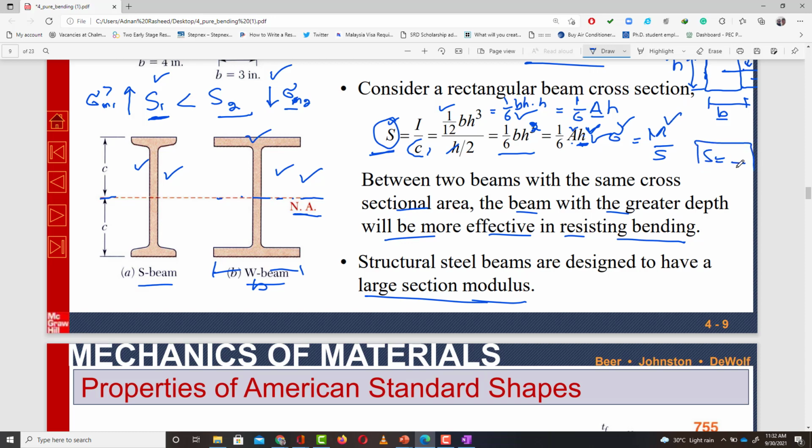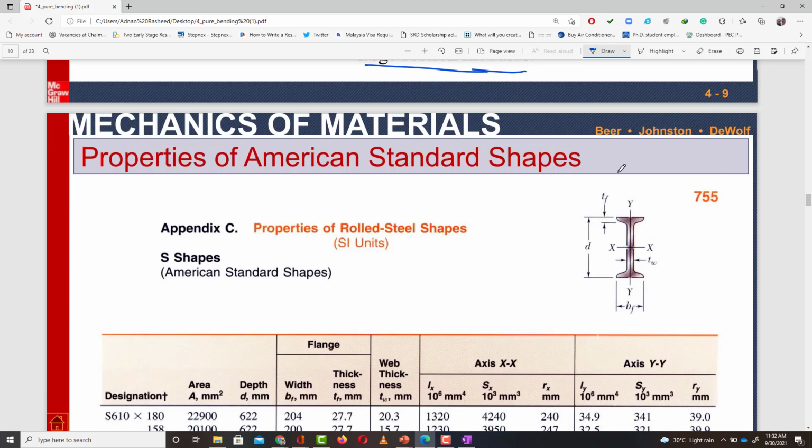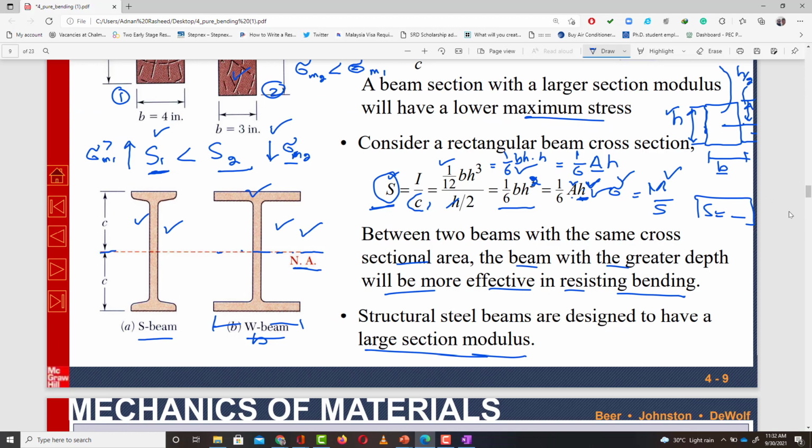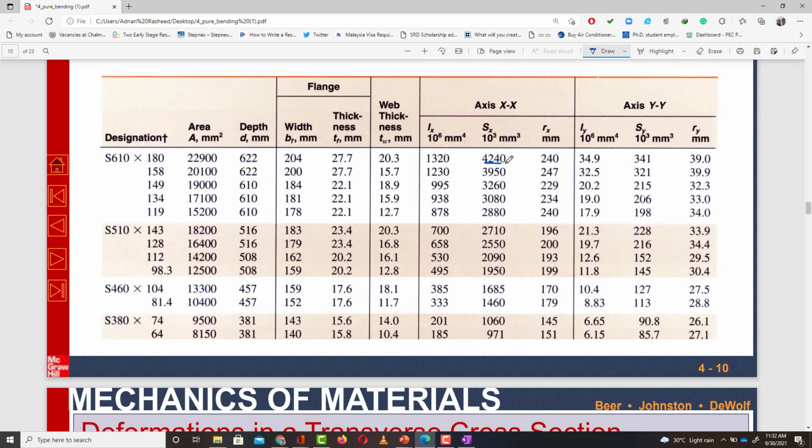When you have the value of S, you have the table of properties of American Standard Shapes, which is at the end of the book as appendix C. Then you simply look for the value of S in this table. If any value matches, or if your calculated value comes out close to this, you can select this short flange beam 510 by 120. So this is how you design the beam.